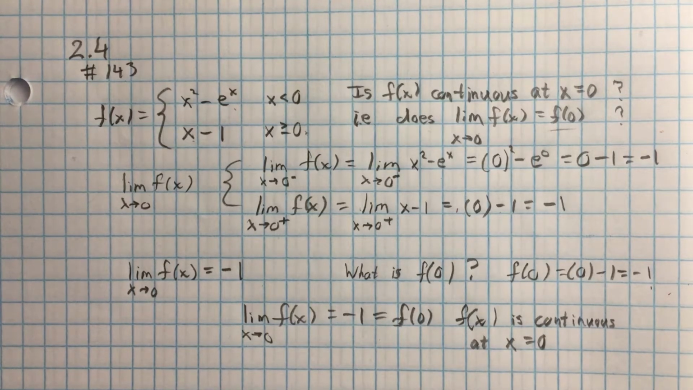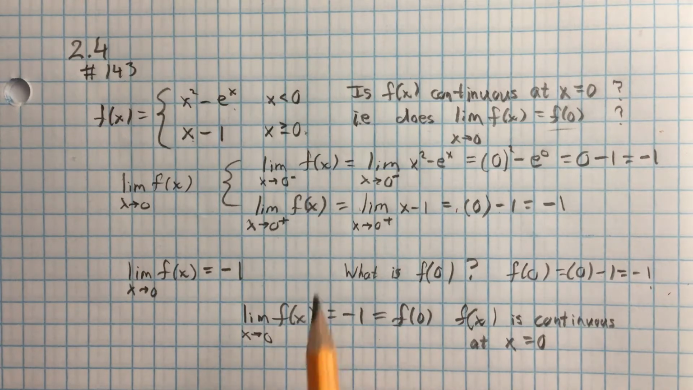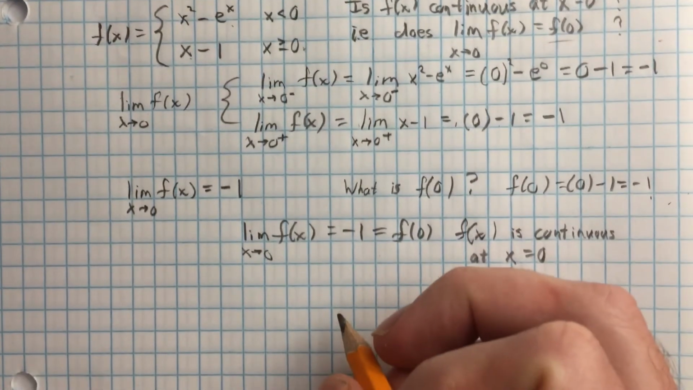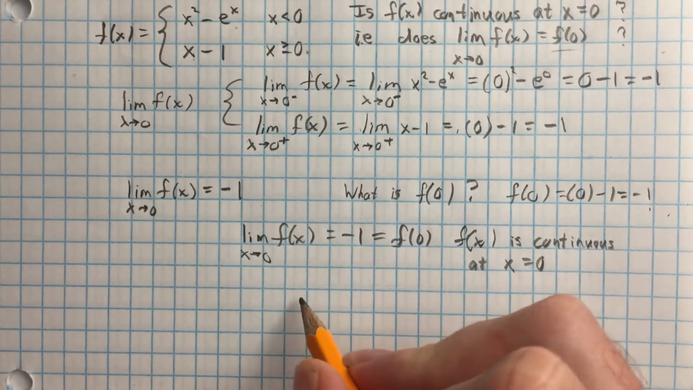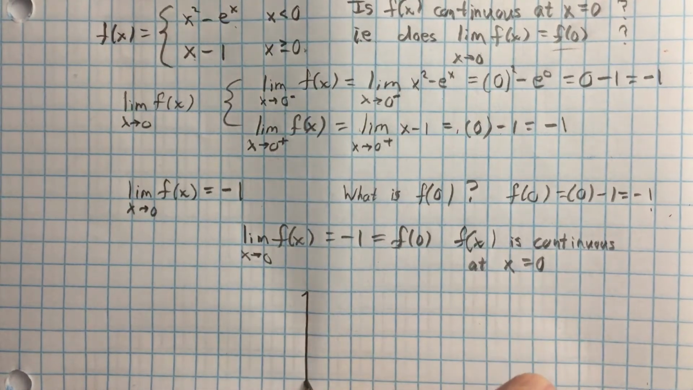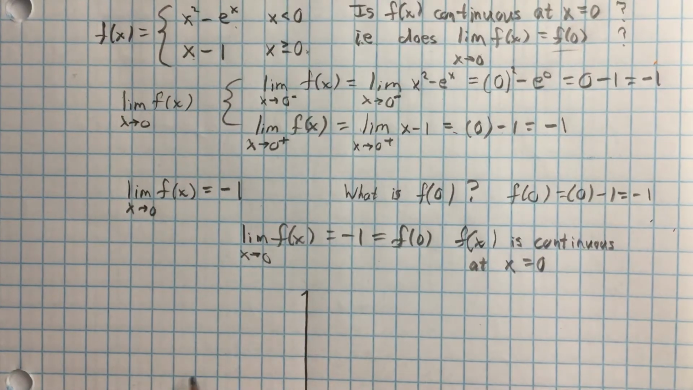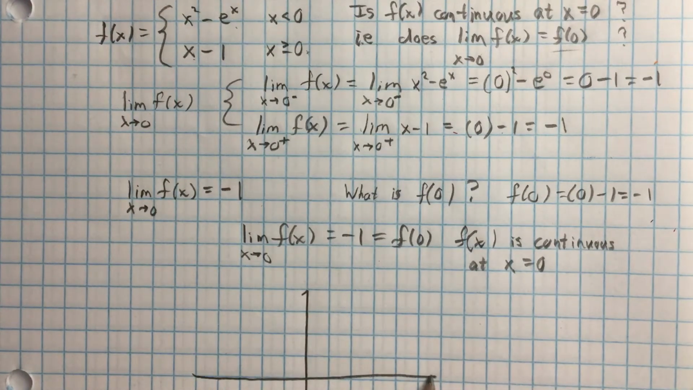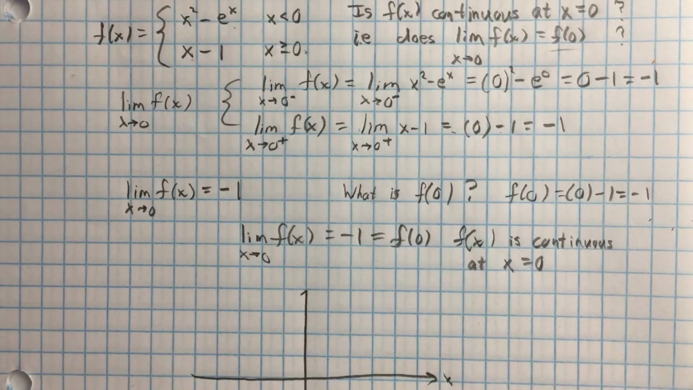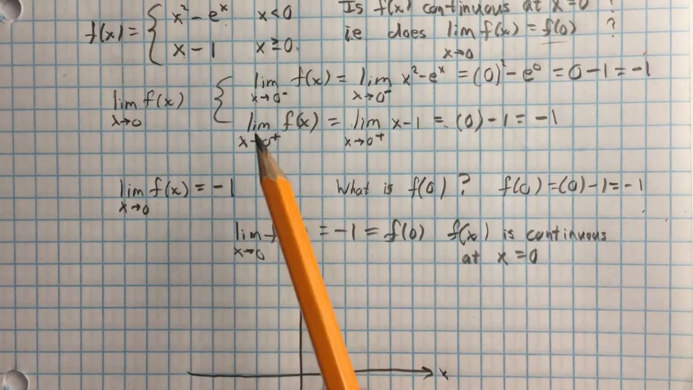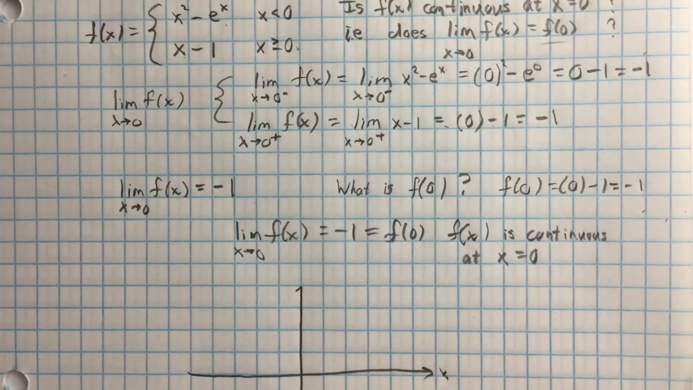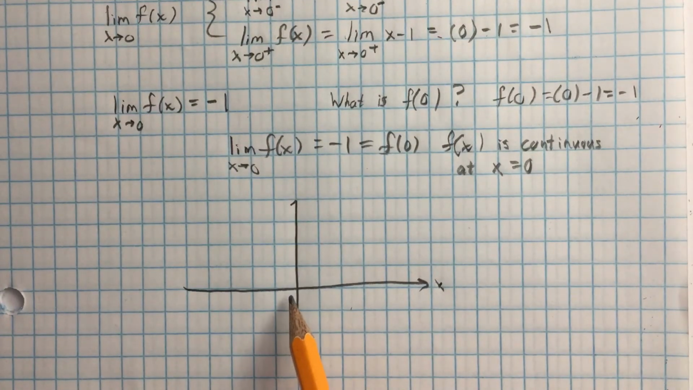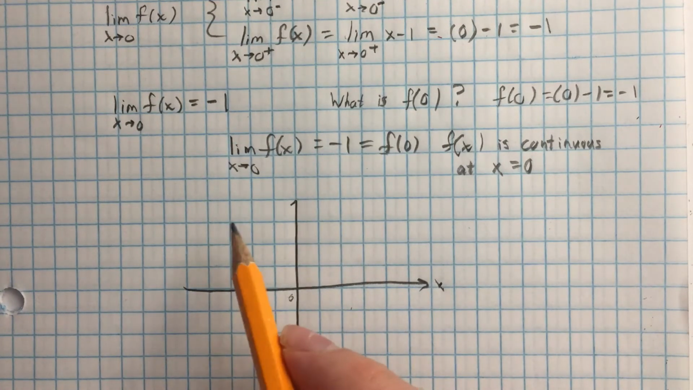I will now proceed with a graphical explanation of what we just found to solidify some of these ideas. So let us attempt to graph this a little bit, not terribly precisely, just a rough sketch. Alright, so we have x squared minus e to the x to the left of 0. So to the left of 0 here, the curve should look like that.